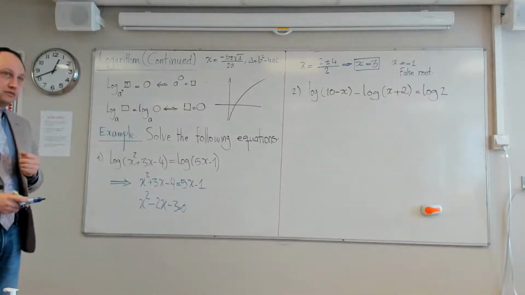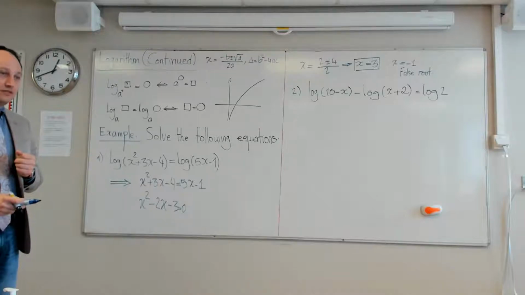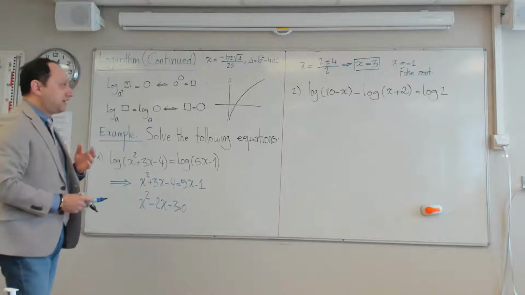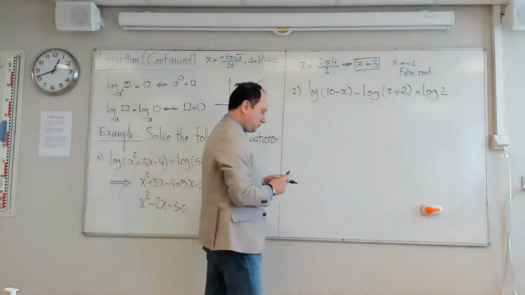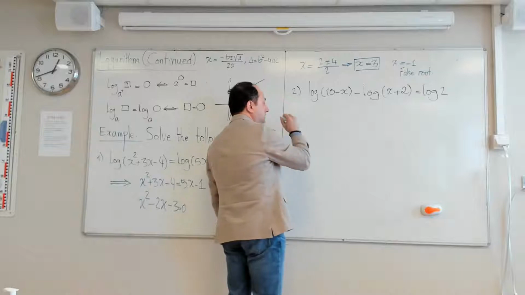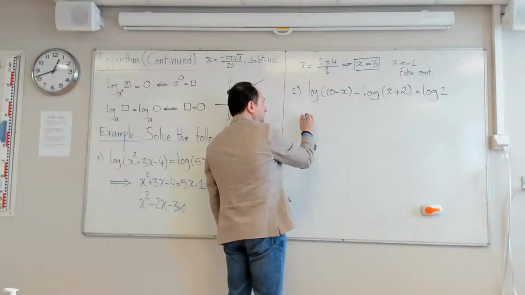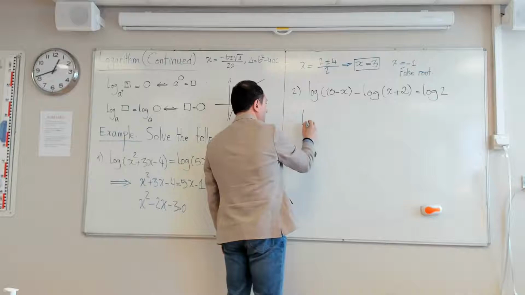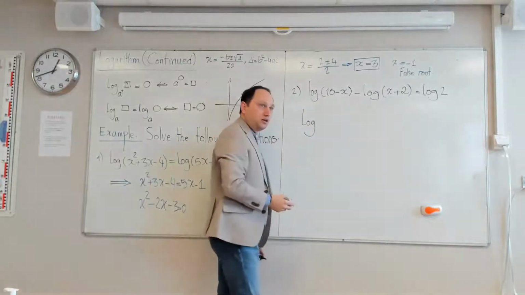Yes, Rupert? So you could move. You divide the first log by the second. What do you mean by divide? Can you elaborate more? You take (10 minus x) divided by (x plus 2). Yes, exactly. So I would write one log.